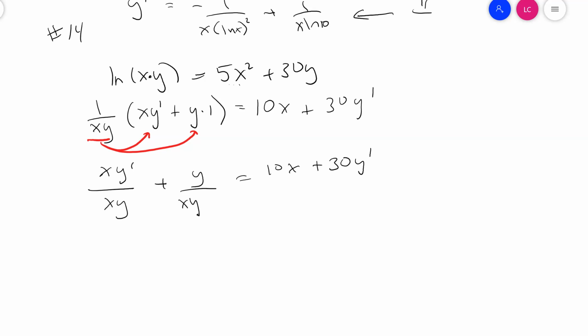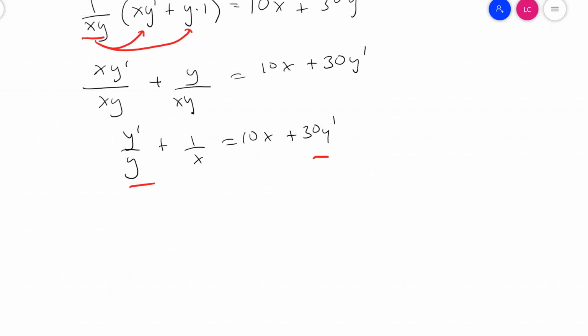All right, so let's do a little bit of simplifying here. So I'd have y prime over y plus 1 over x equals 10x plus 30y prime. Okay, so now I can see the nice y prime guys. So let's pull them over here. So I have 1 over y times y prime minus 30y prime equals 10x minus 1 over x, factor out the y prime.